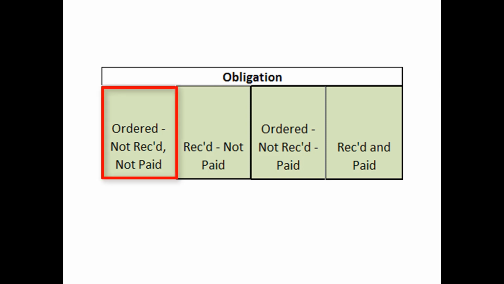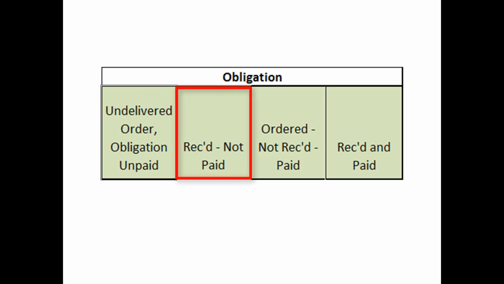The first obligation event involves an order that has not been received and has not been paid. Perhaps your office ordered a particular piece of software that you need and you haven't received it yet. This is referred to as an undelivered order, obligation, unpaid. The second obligation event involves an order that has been received and has not been paid. Let's say you received the software you ordered, but it hasn't been paid for. This event is referred to as a delivered order, obligation, unpaid.